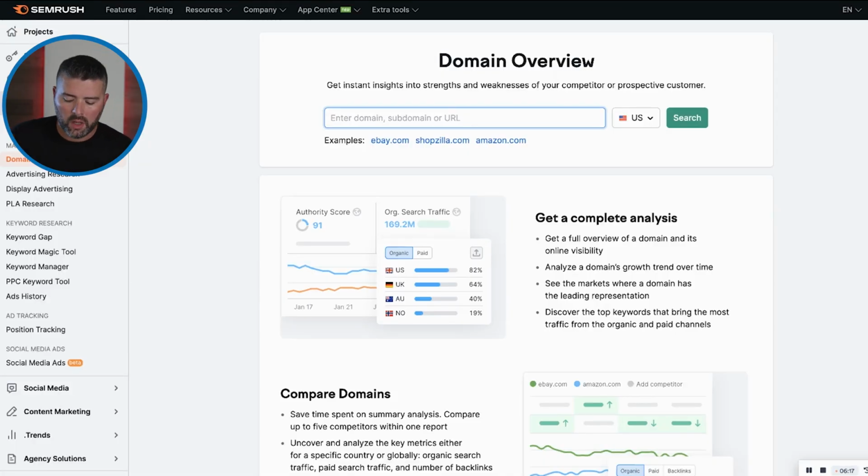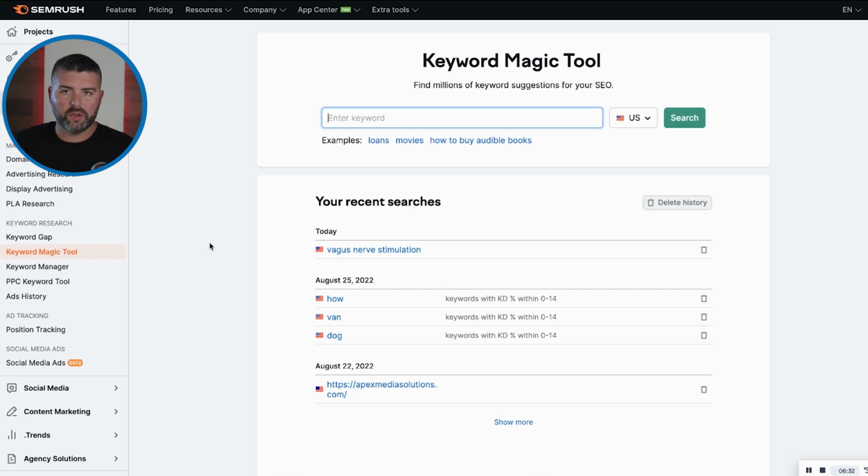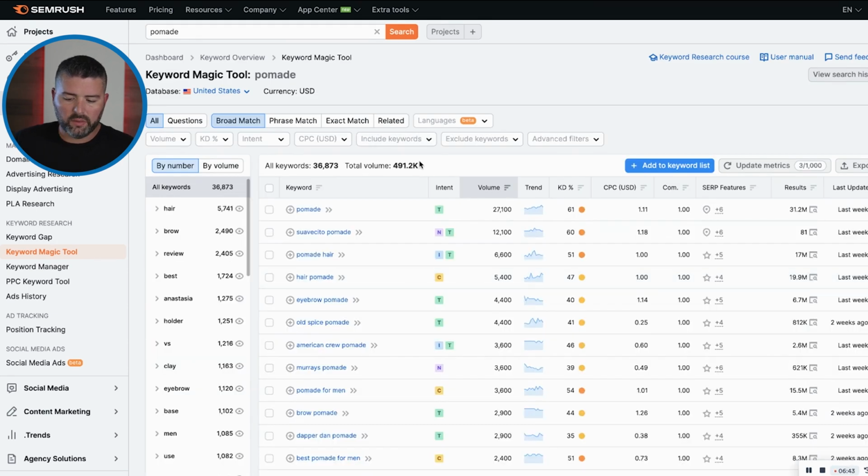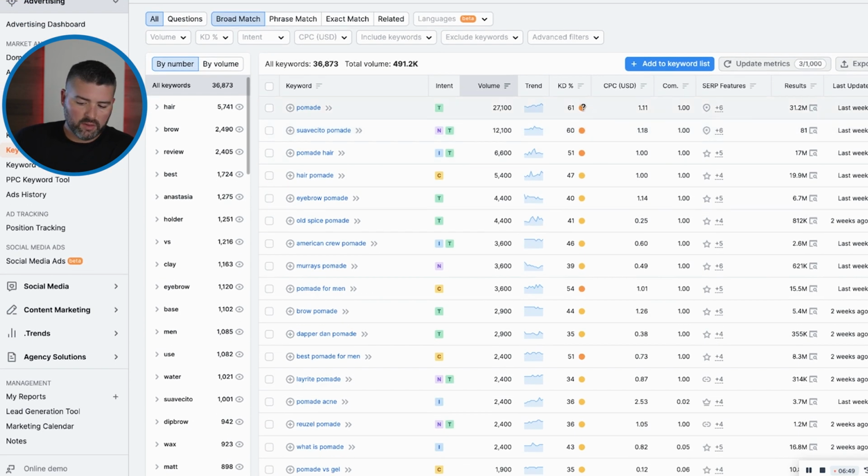So let's just start out using SEMrush. We want to look at the word pomade because we sell a water-based pomade. We're going to go into our handy dandy Keyword Magic Tool and search for pomade. Now, as you can see, we have a total volume of almost 500,000 people across 36,000 keywords. And you'll see relative difficulty with massive volume.